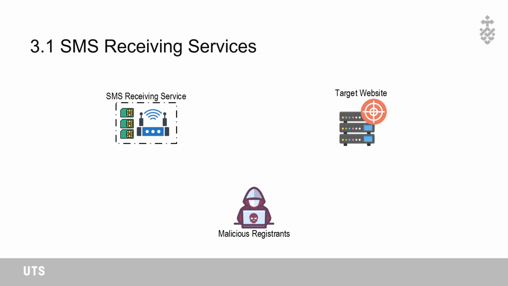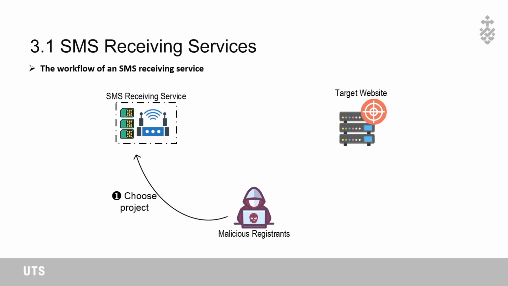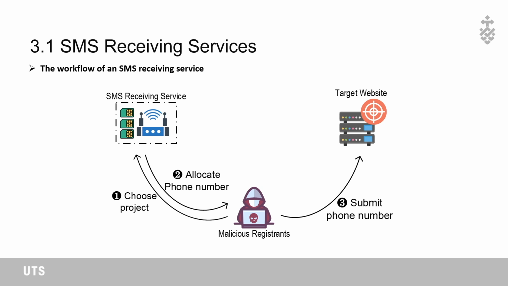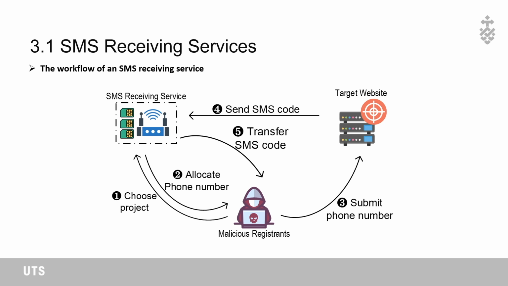Now let's look at the workflow. First, the user will need to choose their target website, also called the project. Second, the service will provide a phone number. Then the user submits the phone number to the website. The website will send a code to this number, and the service will transfer it to the user, and in the end, the user gets the code and submits it.